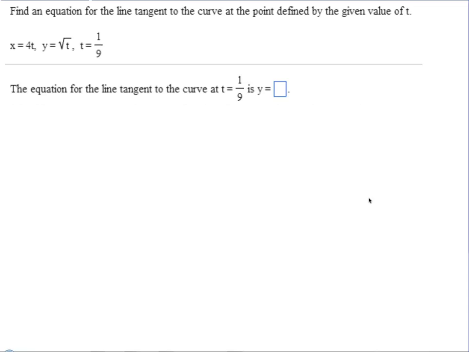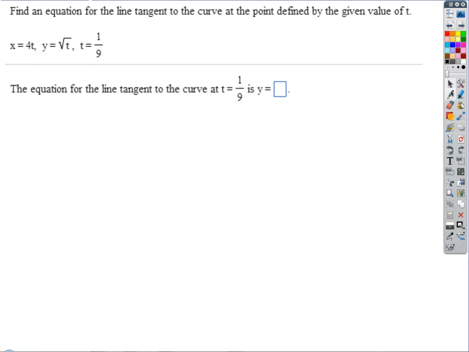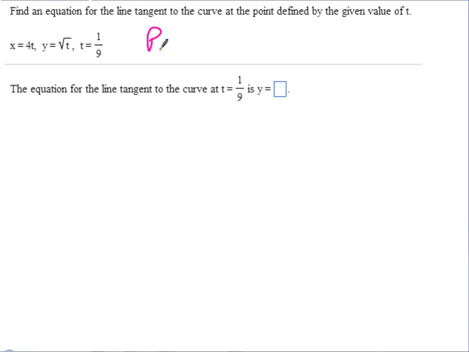Stuff like this. Find an equation for the line tangent to the curve at the point defined by the given value of t. So they give us x as a function of t, and they give us y as a function of t. And then they're telling us a value of t, and they want us to know what's the equation of the line tangent to the curve. Now, what's a way of looking at this here that's a little bit odd? Why would we define x in terms of t's and y in terms of t's? This is something that I wish we covered in pre-calculus that we just don't get to. But this is called a parametric equation.